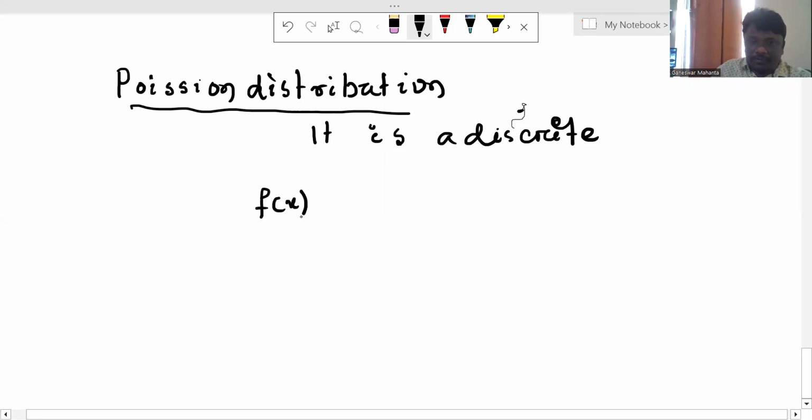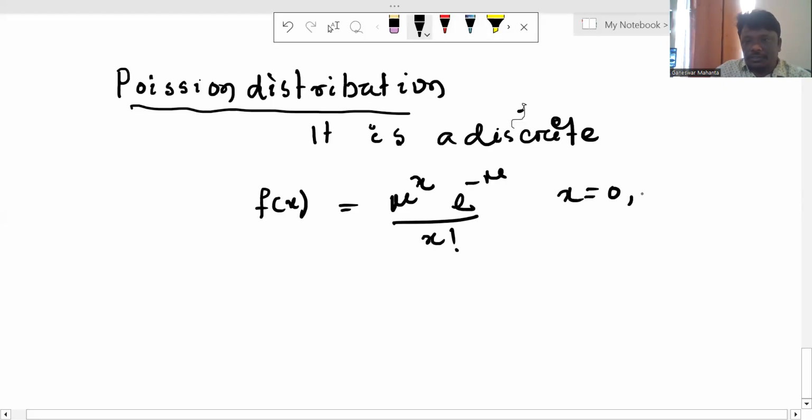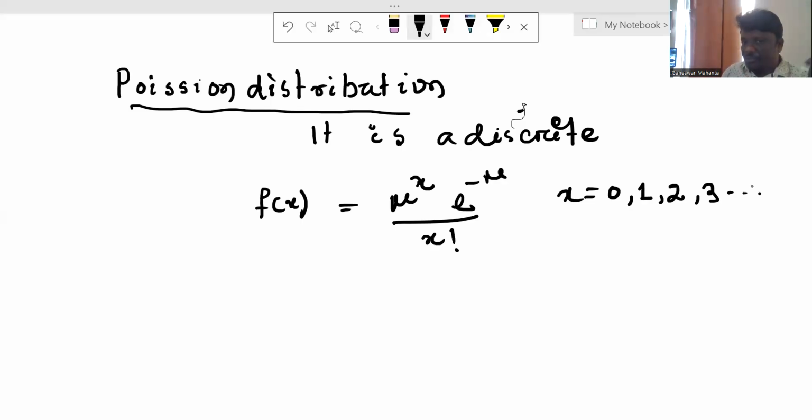f(x) is the probability function, which is represented here as mu to the power x, e to the power minus mu, divided by x factorial, where x is equal to 0, 1, 2, 3, and so on. So this represents the Poisson's distribution function, where mu is represented as the mean of the function.